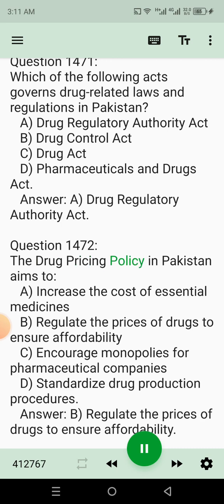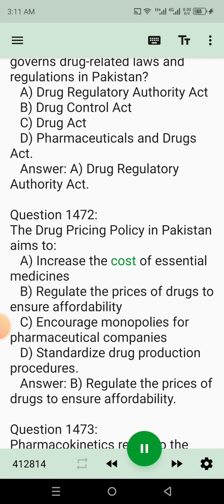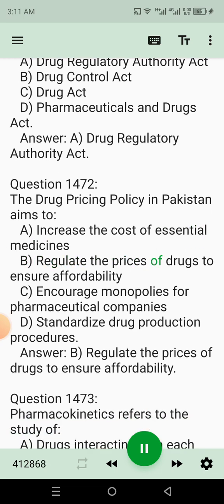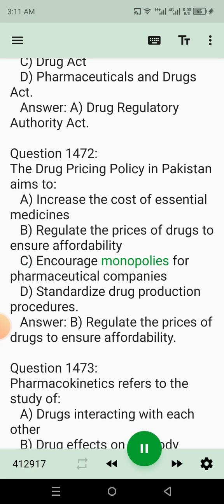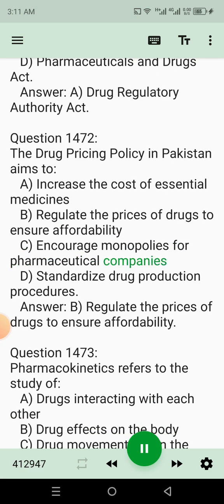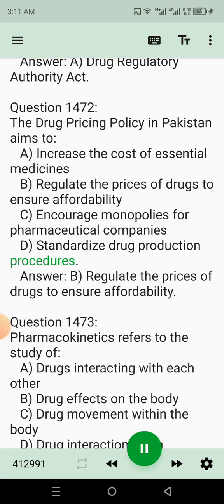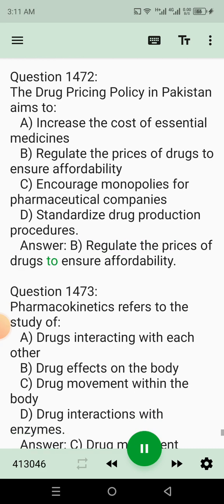The drug pricing policy in Pakistan aims to: A. Increase the cost of essential medicines. B. Regulate the prices of drugs to ensure affordability. C. Encourage monopolies for pharmaceutical companies. D. Standardize drug production procedures. Answer. B. Regulate the prices of drugs to ensure affordability.